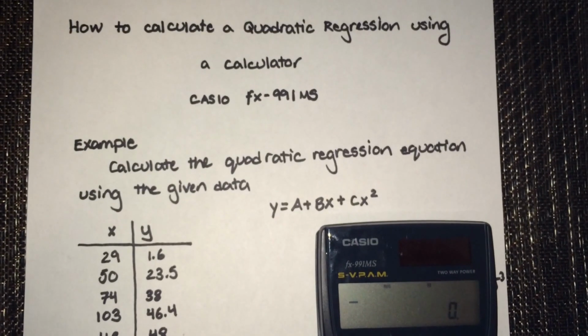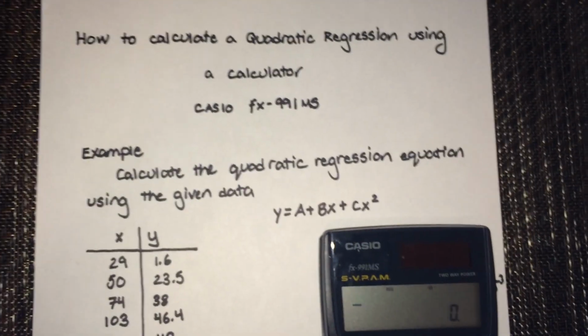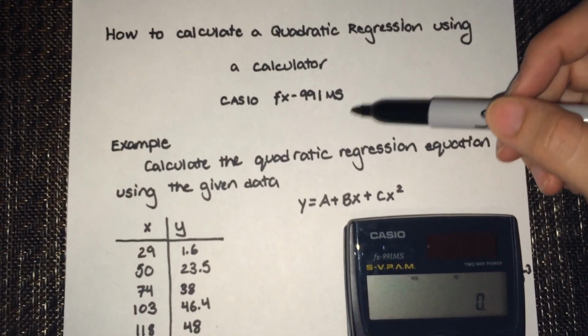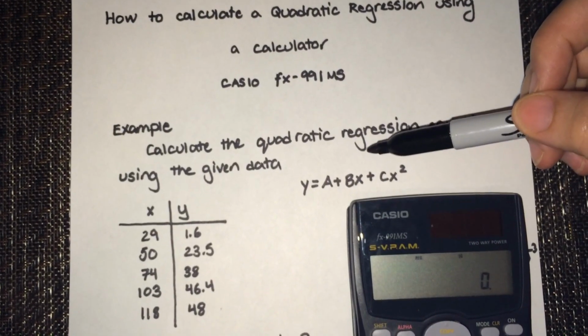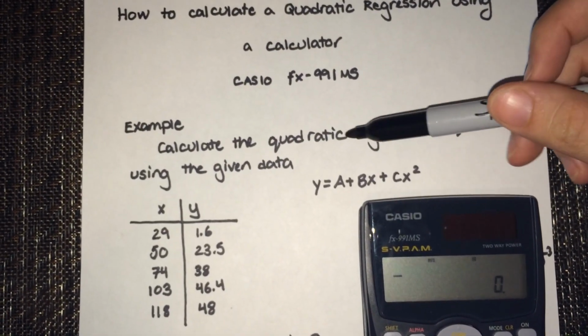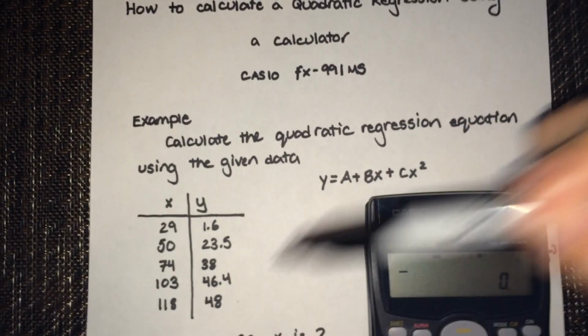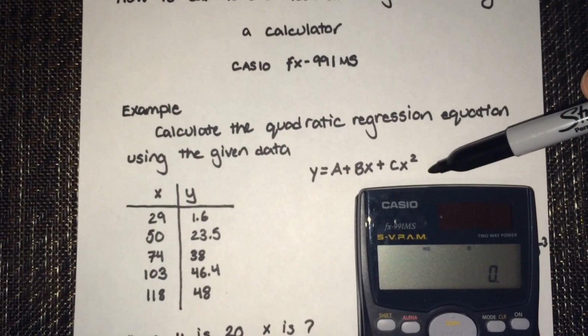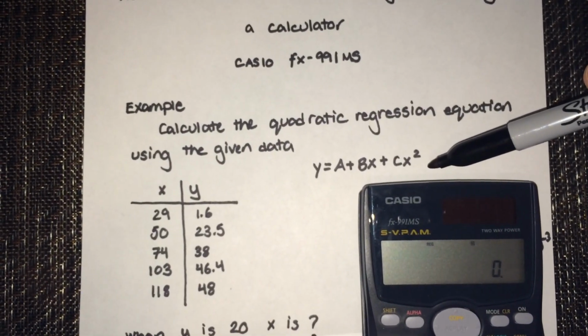How to calculate a quadratic regression using your calculator, Casio fx-991MS. The example I'm going to show you is how to calculate the quadratic regression equation with the given data. So here's the data, the x and y values, and here's your y equals a plus bx plus cx squared. That's how your calculator is going to give you an a, b, and c value.